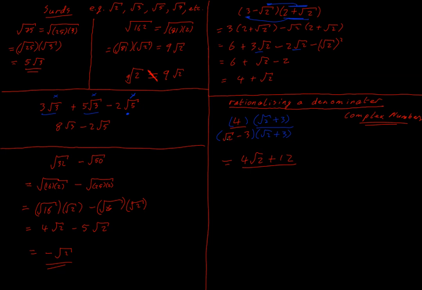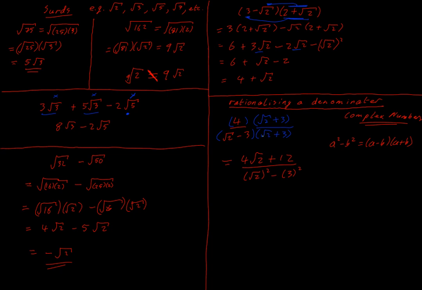We can multiply this out the long way, or again, we're doing this because it's difference of two squares, so I'm going to end up with root 2 squared minus 3 squared. This is again difference of two squares. I am creating a difference of two squares type situation. Reminder, a squared minus b squared is equal to a minus b multiplied by a plus b. This is our difference of two squares.